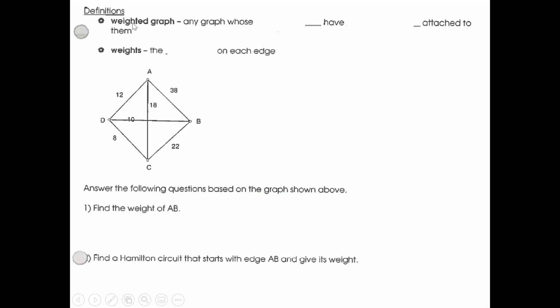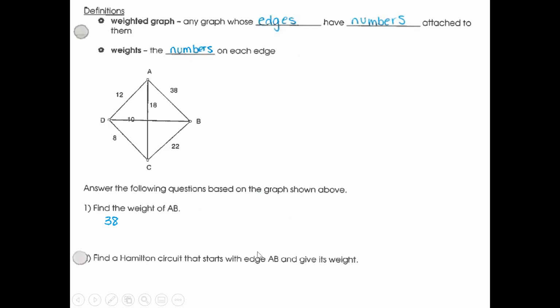All right, let's go on. A weighted graph is any graph whose edges have numbers attached to them, and the weights are the numbers on each edge. So let's take a look at the question here. Take a look at this diagram. Answer the following question based on the graph shown below. Find the weight of AB. As I'm looking at this part right here, the weight of the edge is going to be 38.